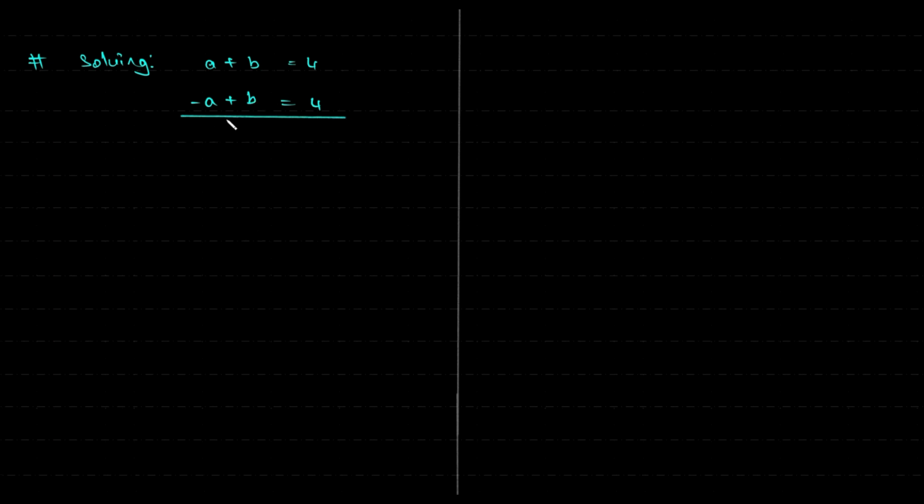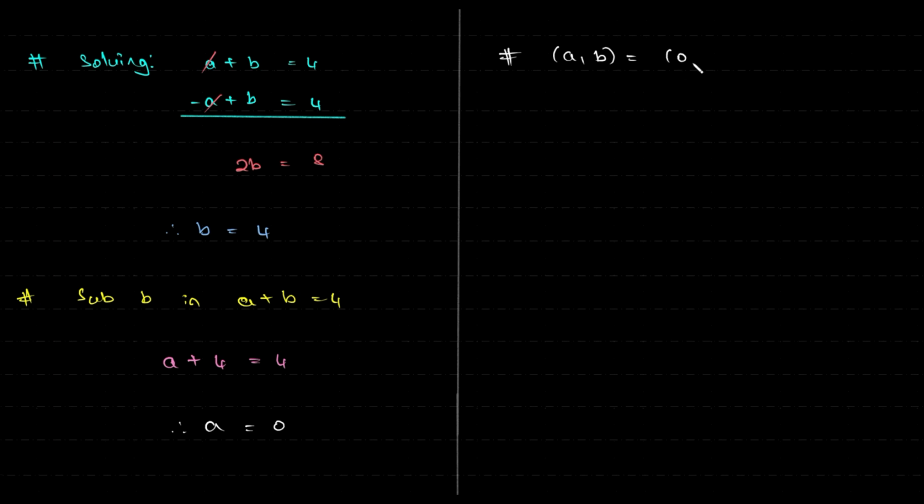So the value of a is clearly 0 actually. Let me show that. So this and this will get cancelled, and we have 2b is equal to 8 and b is equal to 4. So substituting b in a plus b is equal to 4, what will we get? We have a plus 4 is equal to 4, and so we have a is equal to 0. And finally we can summarize the answer: a comma b is equal to 0 comma 4.